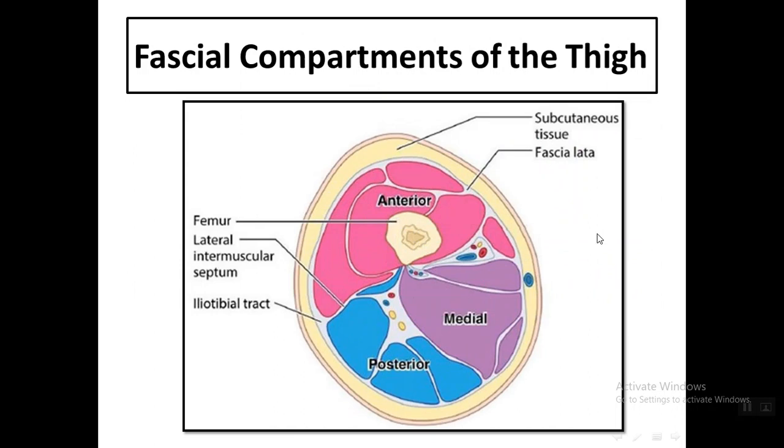The deep fascia, this layer, will send septa that will attach to the linea aspera. It will send partitions that attach to the bone, the femur, at the linea aspera, and will divide the thigh into compartments. It will divide it into an anterior compartment, a posterior compartment and a medial compartment.